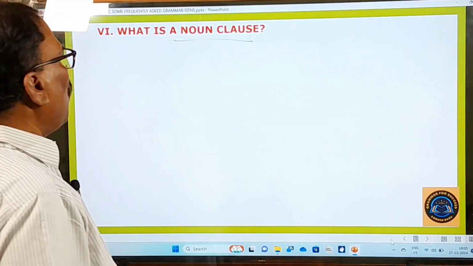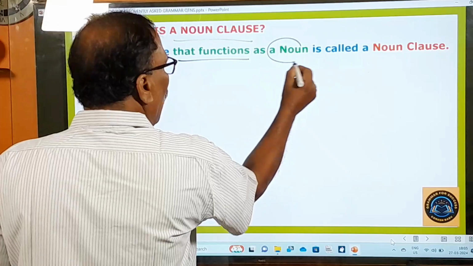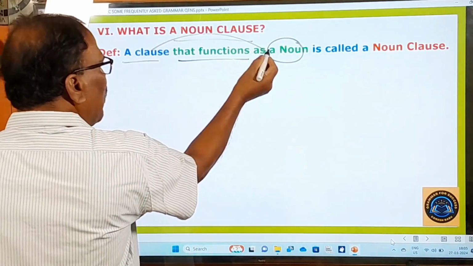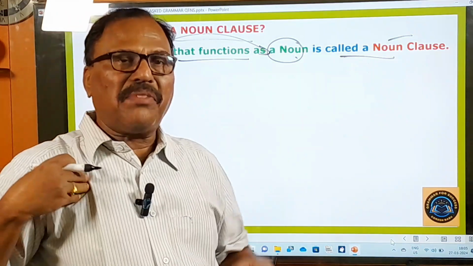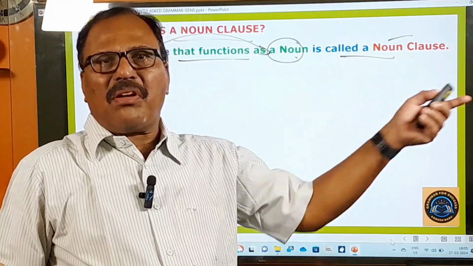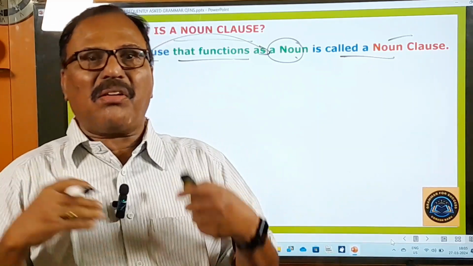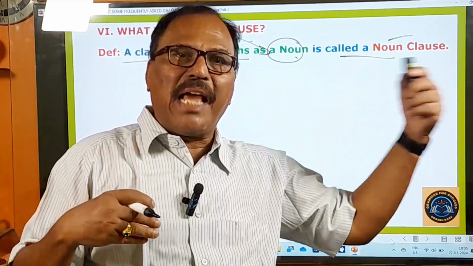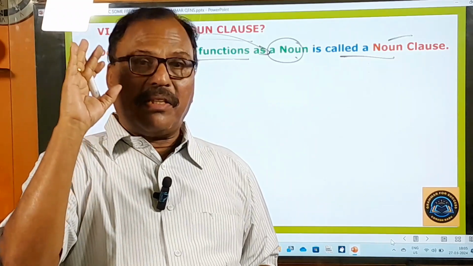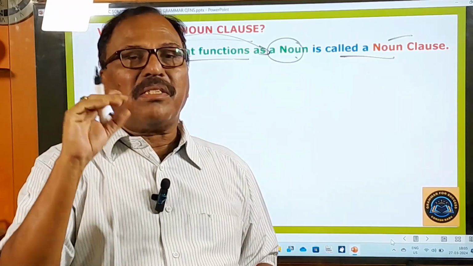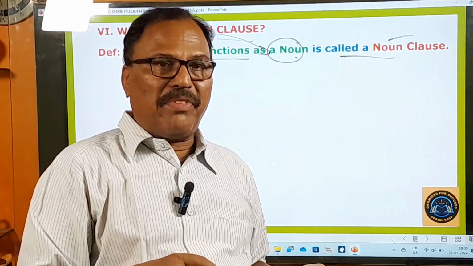And what is a noun clause? A clause that functions as a noun is called a noun clause. Very simple. A clause that functions as an adjective is called an adjective clause. A clause that functions as an adverb is called an adverb clause. So in this way we have got three clauses: noun clause, adjective clause, adverb clause. These three things I'm going to teach you now. Please pay very good attention to all of them, right?